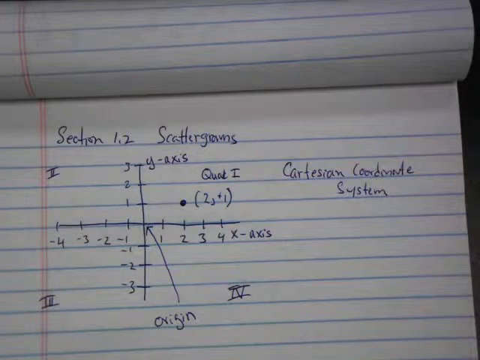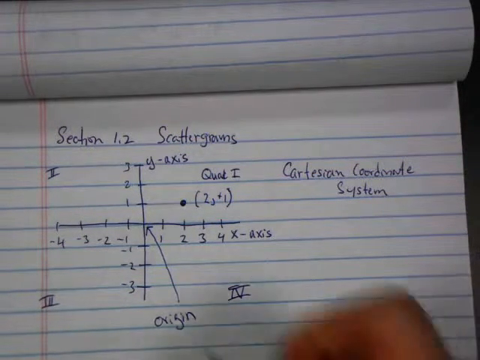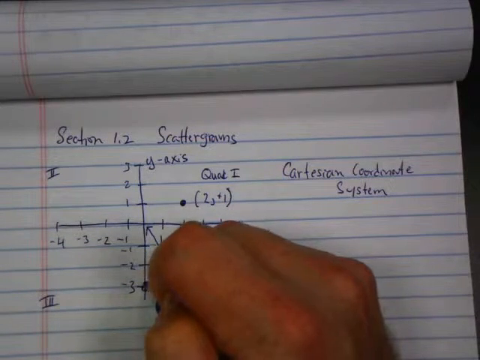Where people usually mix up the x's and the y's are points that are right here on the axes.